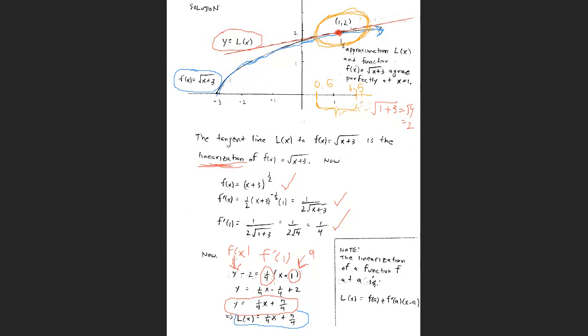And notice that if you want a general formula for L of x, the linearization of our function f at x equals a, L of x is going to be equal to f of a plus f prime of a times x minus a. That's the linearization formula. But what you're doing is finding the tangent line. Are there any questions so far?